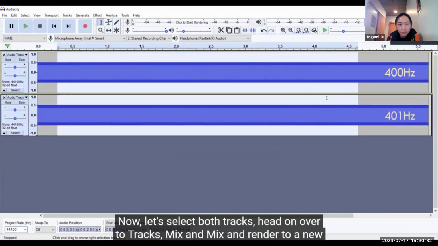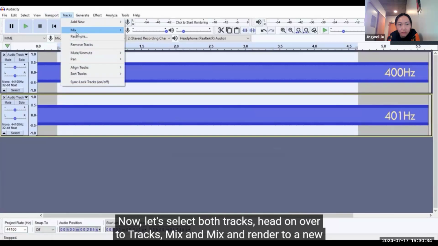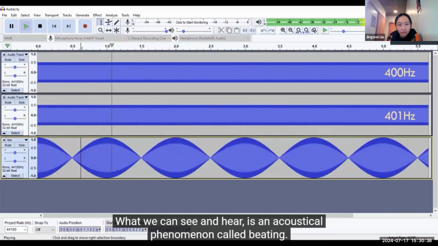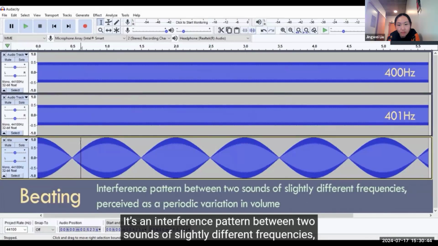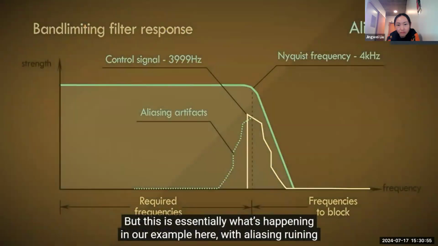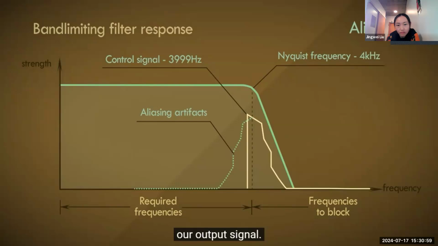Now let's select both the tracks, head on over to Tracks, Mix, and then mix and render to a new track. What we can see here is an acoustical phenomenon called beating. It's an interference pattern between two sounds of slightly different frequencies perceived as a periodic variation in volume. More about this in a module on acoustics. But this is essentially what's happening in our example, with aliasing ruining our output signal.